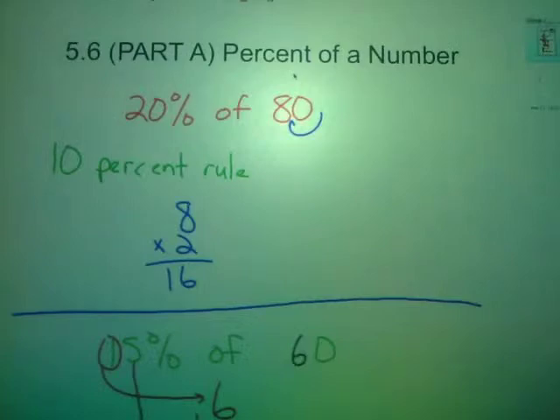Well, here we go, guys. So we're going to talk about 5.6% of a number. And I called this part A because later on we're going to talk about finding the actual number. And I'll show you some examples there as well.